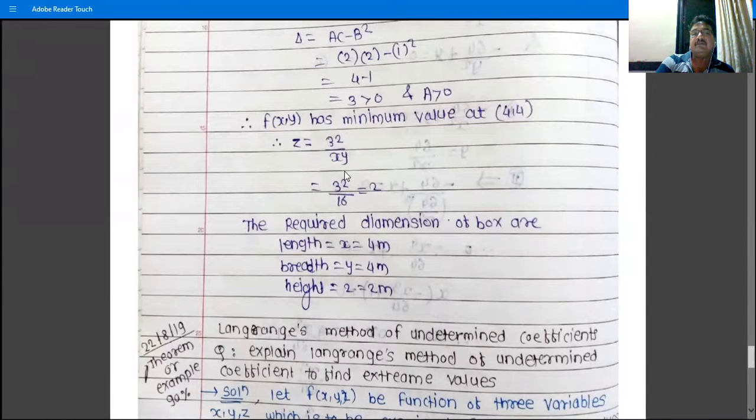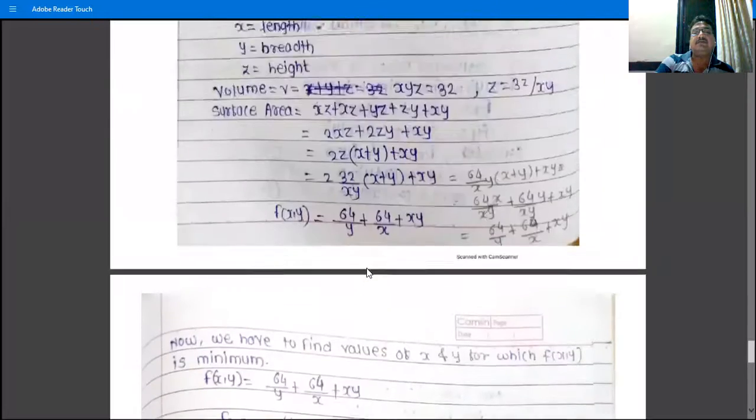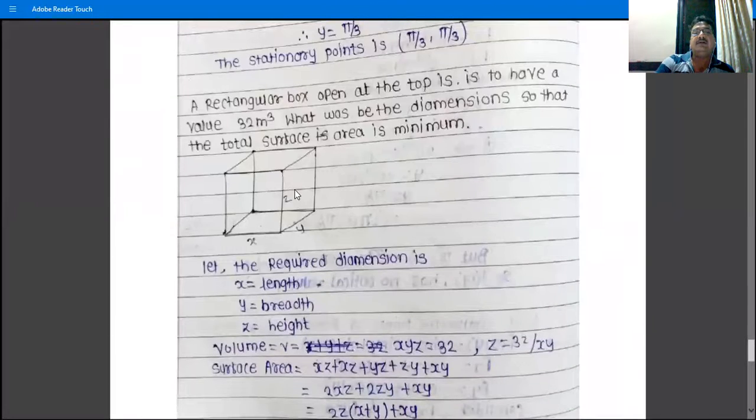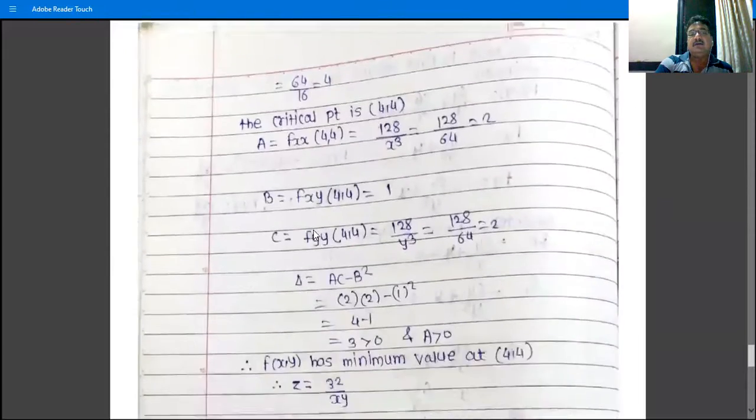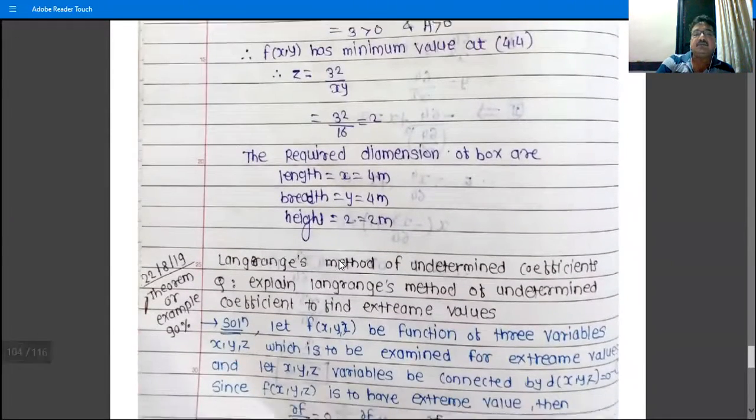The required dimensions of the box are x is 4, y is 4, and z is 2. So these are the values of length, breadth and height, or dimensions of the box. If it remains with these dimensions, then the surface area becomes minimum, and the volume is 32. If we find the volume of this box, then 4 into 4 into 2 becomes 32.